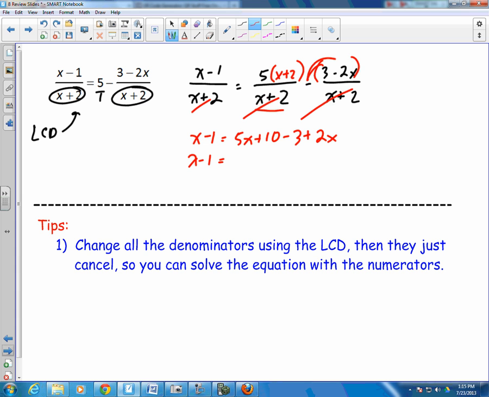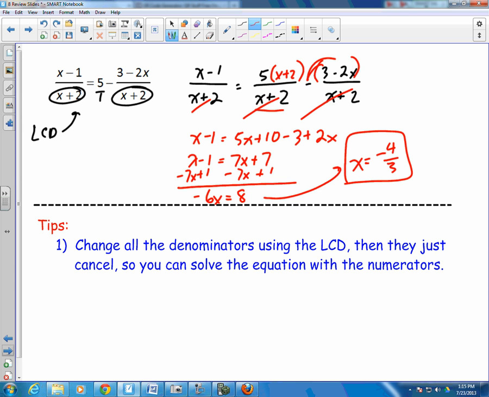All right, so then I solve this equation. It's x minus 1, 7x, 7 minus 3 is plus 7. So then I'm going to subtract and add 1, subtract 7. So altogether I get negative 6x equals 8. So x is going to equal negative 4/3. Okay, not the prettiest answer.